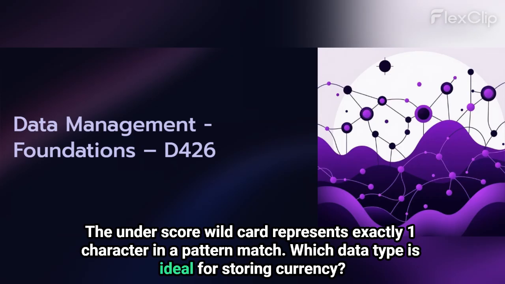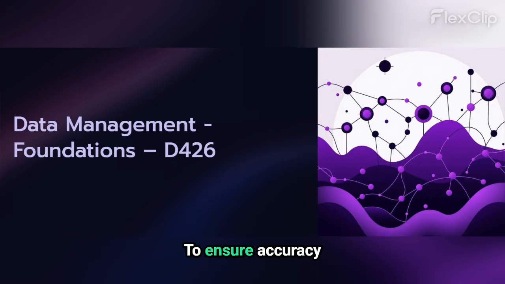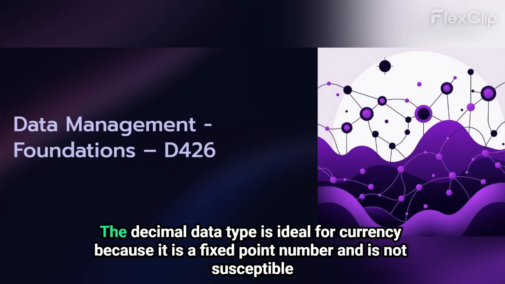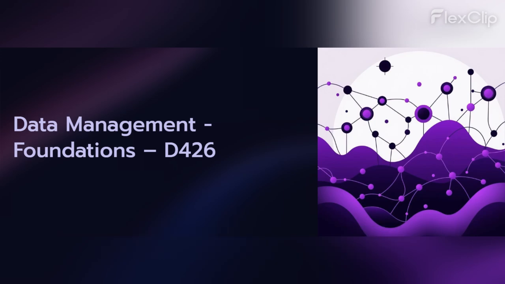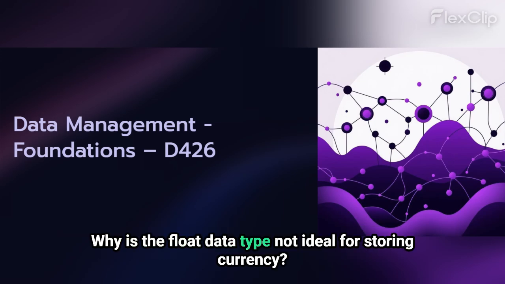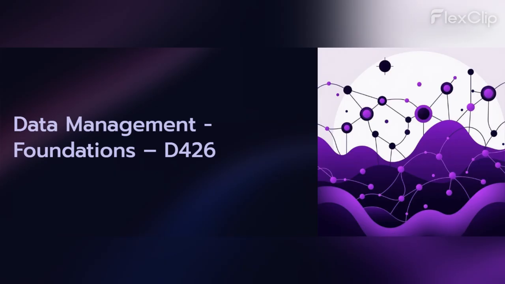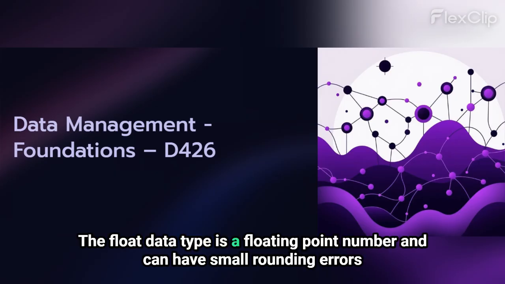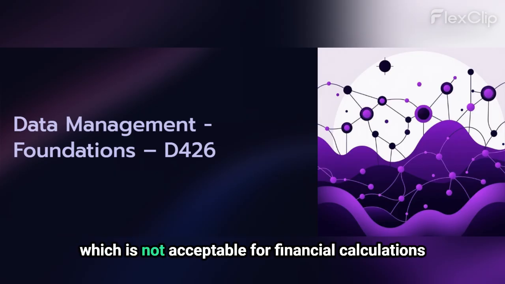Which data type is ideal for storing currency to ensure accuracy? The decimal data type is ideal for currency because it is a fixed point number and is not susceptible to small rounding errors. Why is the float data type not ideal for storing currency? The float data type is a floating point number and can have small rounding errors, which is not acceptable for financial calculations.